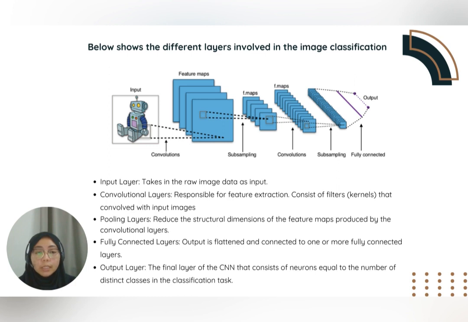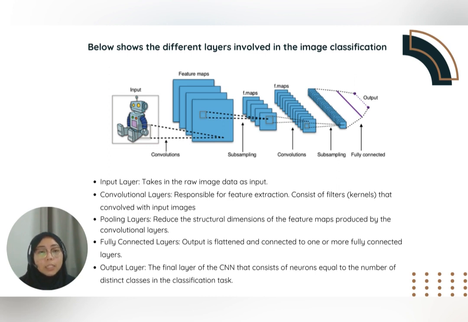The third layer is the pooling layer. Basically, the pooling layer reduces the spatial dimension of the feature maps that were produced by the convolutional layers. They perform a downsampling operation, for example max pooling, to retain the most salient information while discarding unnecessary details. This can help in achieving translation invariance and also reduce the computational complexity.